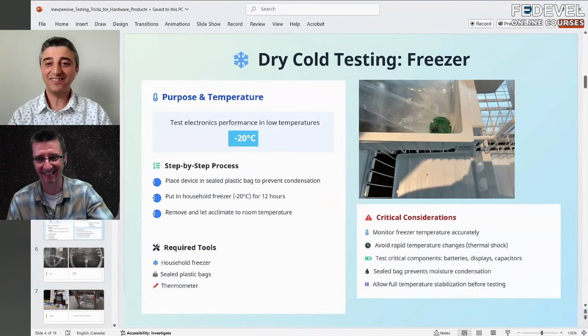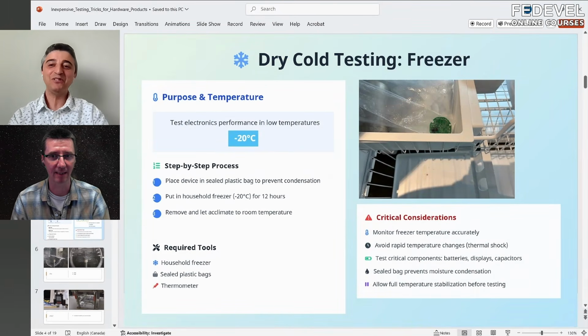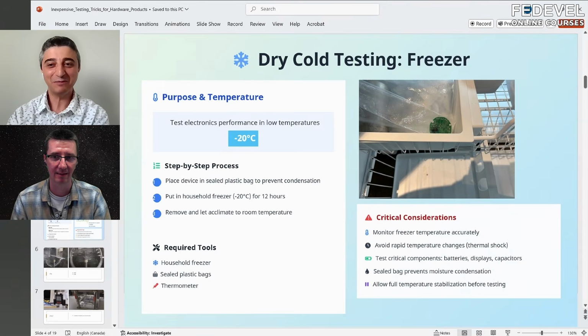The next one along this line, yeah, this one is very interesting. So before we start on this, I would like to hear your story. I'm pretty sure you have some nice stories about using the freezer.